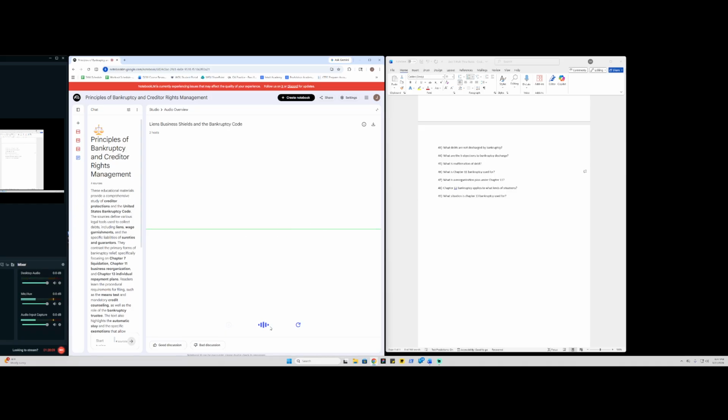And then Chapter 12 is specifically for farmers or fishermen that decide to not follow Chapter 7 and instead follow Chapter 12. And they'll set up a payment plan for fishermen and farmers.